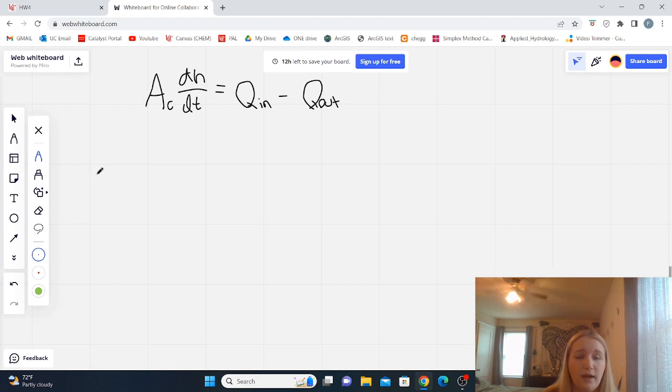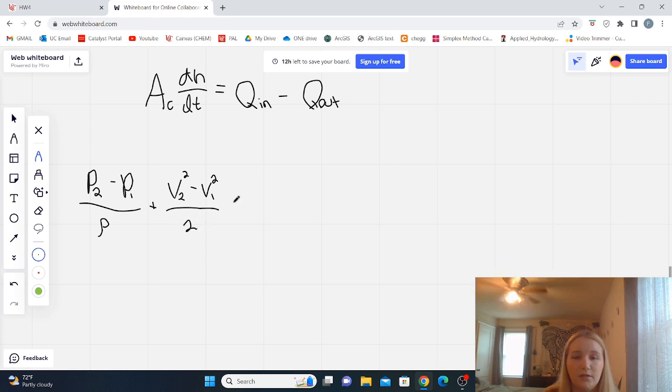So for that, we'll have P2 minus P1 over rho plus V2 squared minus V1 squared all over 2 plus G multiplied by Z2 minus Z1, and we're going to set that equal to 0.